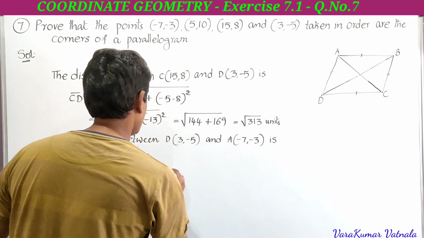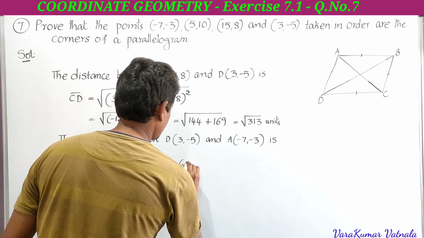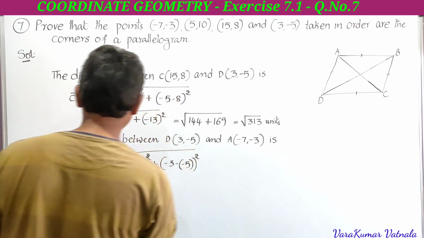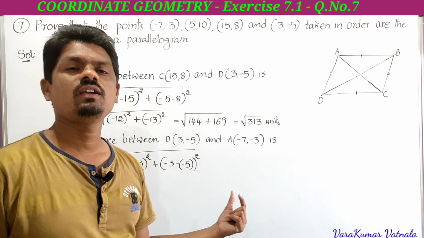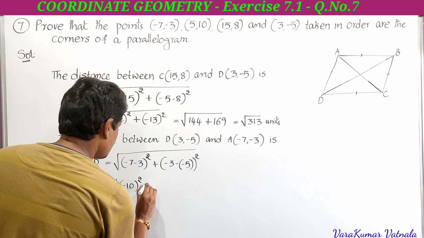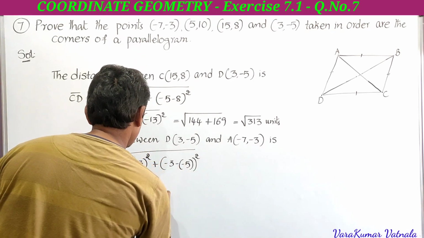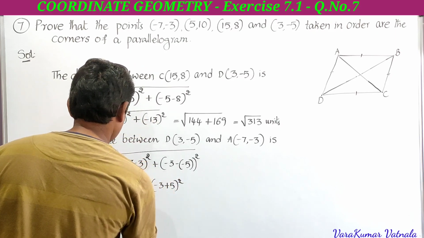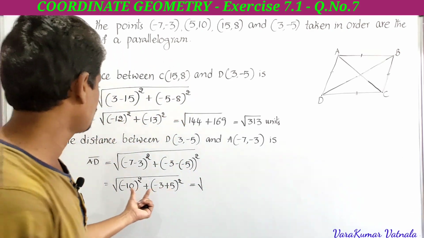y2 is minus 3, minus y1 is minus 5, whole square. Now we have to simplify it. Minus 7 minus 3 is minus 10 whole square, plus minus 3 minus of minus 5, that is minus 3 plus 5 whole square. So minus 10 whole square is minus 10 into minus 10.